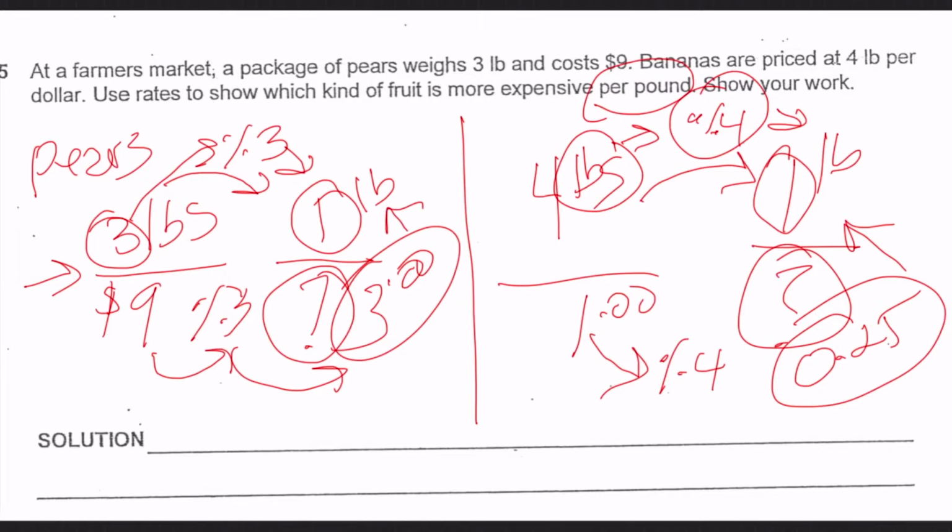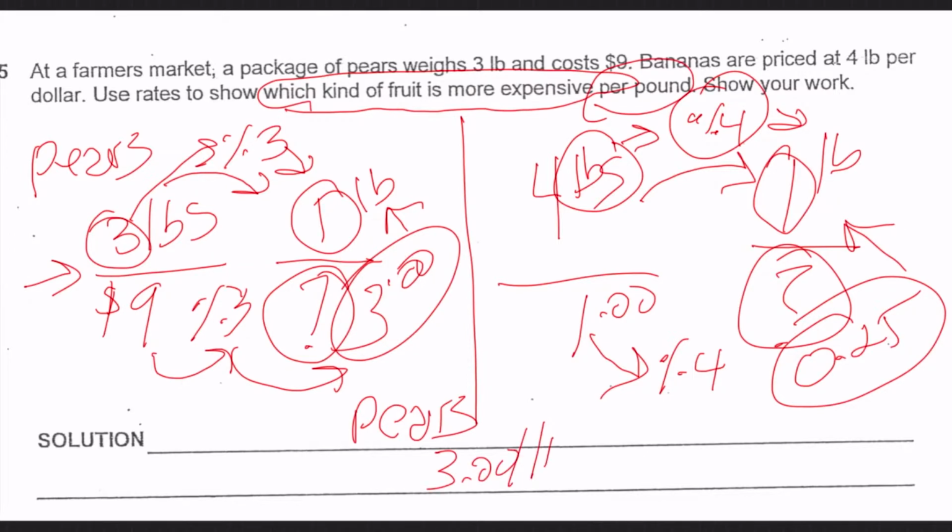So now let's answer the question. Which kind of fruit is more expensive per pound? Well, it's pretty obvious in this case that pears are the more expensive fruit at $3 per pound. And this is why I love bananas. How'd you do on this one?